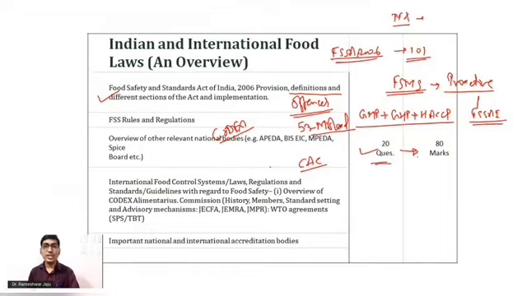When we say Codex, here we have to implement some of the important hygienic practices so that any article of food could be made safe for consumption. When we say our food is safe for consumption, it is nothing but making use of hygienic practices.